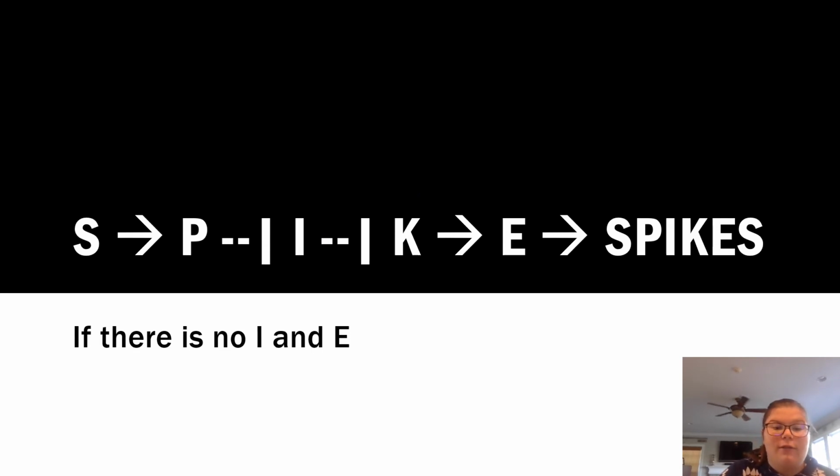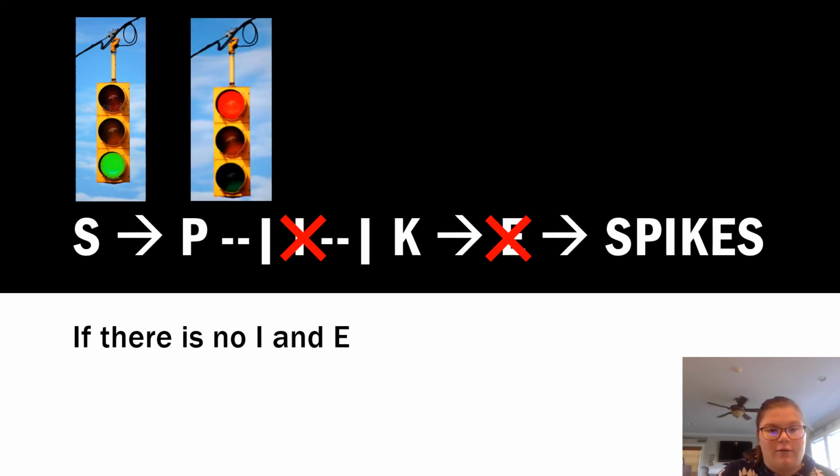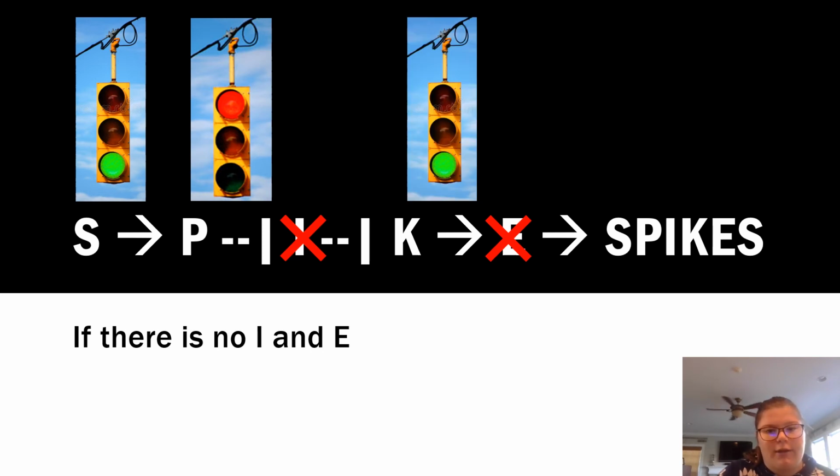If there is no E, there we go, S of course stimulates P as a green light, which blocks I as a red light, but because there's no I, we have K as a green light for E, but because there's no E, we do not get our adorable little thorny dragon.